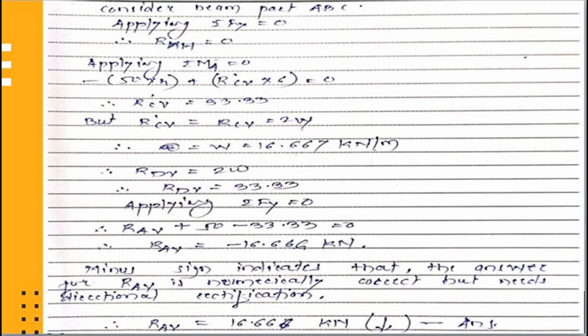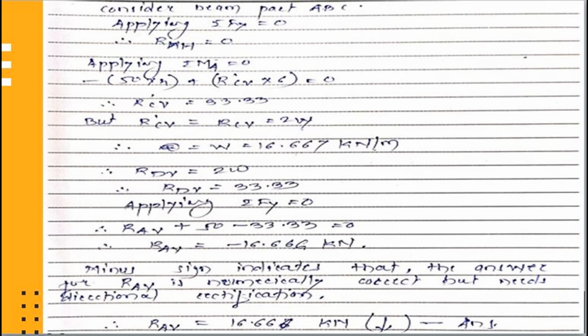Here RAH and RAV both will pass through point A, therefore moment of both the forces about point A is 0. Therefore we get RCV is equal to 33.33. But we know that RCV is equal to twice W, therefore W is equal to 16.66 kilonewton per meter. Therefore RDV is equal to, we know that 2W, therefore we get RDV is equal to 33.33.